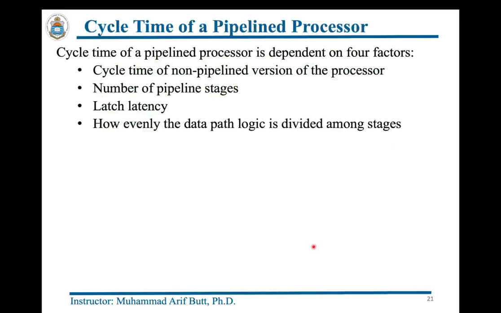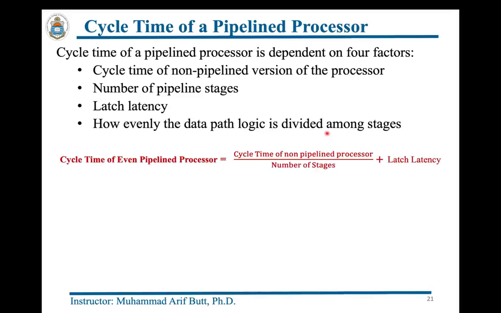Well, dear students, the cycle time of a pipeline processor is of course dependent on 4 factors. First is the cycle time of the non-pipeline version of the processor. Then we need to know the number of pipeline stages, the latch latency, and how evenly the data path logic is divided among the stages.